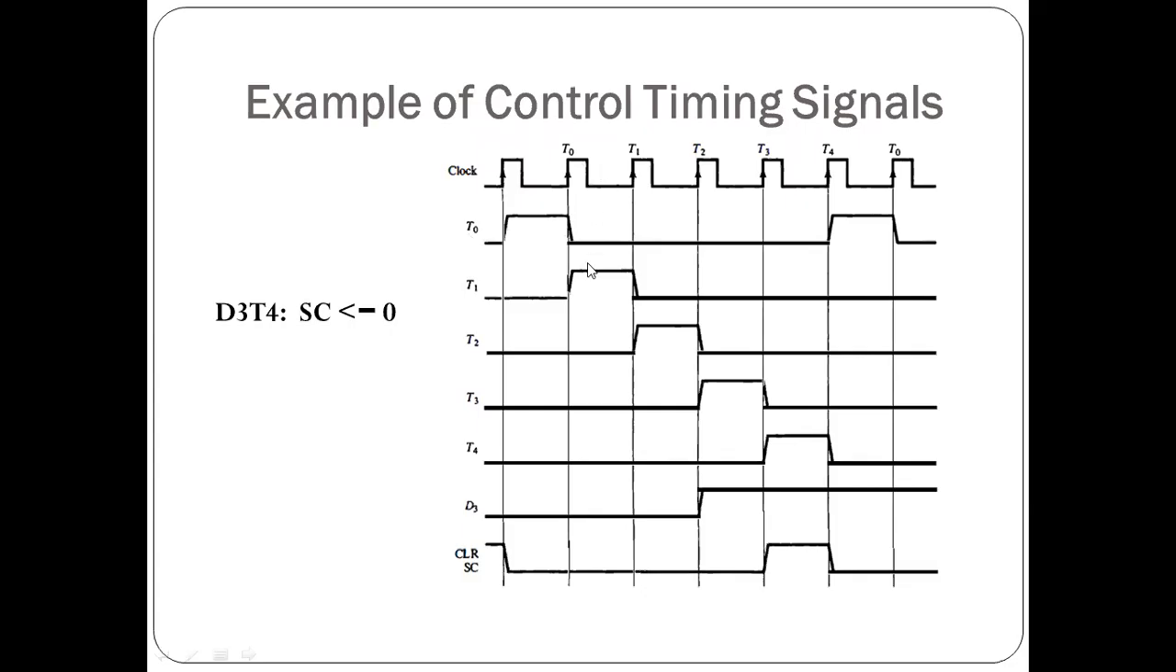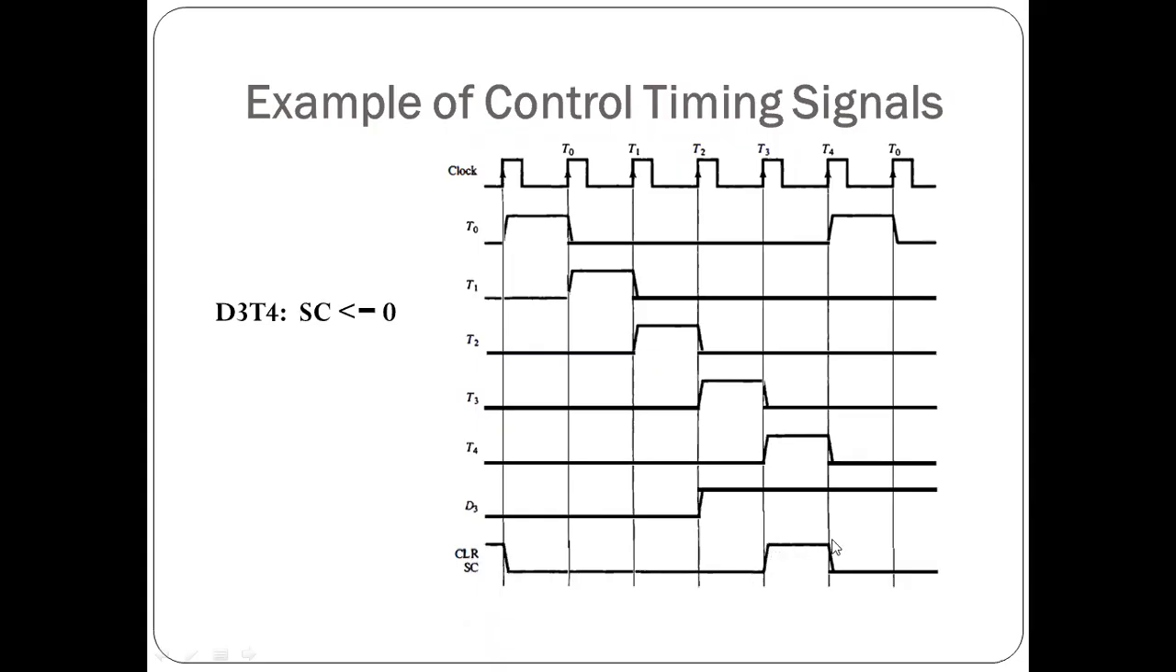And for the next clock pulse, T1 timing starts. The next clock pulses are T2, T3, T4, T5, and so on. For example, after T4, if your operation is finished and you want to restart from T0, then you have to clear the sequence counter, right? So to clear the sequence counter, I have to apply the clear sequence counter control bit.